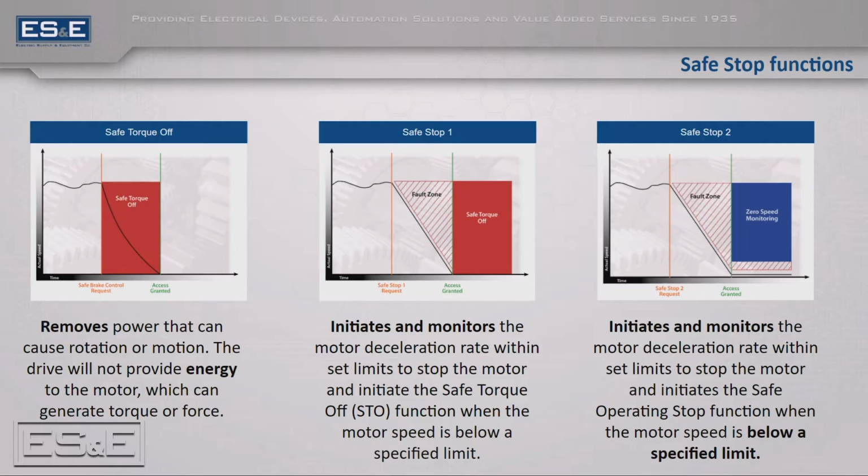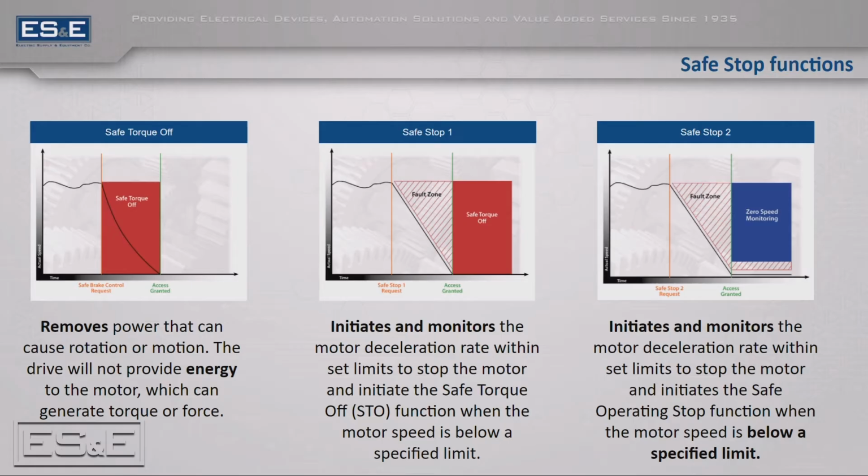So for safe torque off, all we're doing is removing energy. We're taking current off of the power, off of the cables going to the motor, and we're assuming that we're ramping down to a safe speed. So you might have a timer or something in there before you allow access to an unsafe area. But basically, we're assuming that when we hit safe torque off, we're at a safe state.